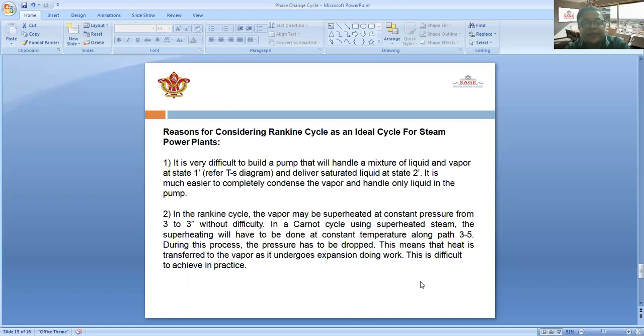In the Rankine cycle, the vapor may be superheated at constant pressure from 3 to 3 dash without difficulty. In a Carnot cycle using superheated steam, the superheating will have to be done at constant temperature along the path 3 to 5. During this process, the pressure has to be dropped. This means that heat is transferred to the vapor as it undergoes expansion during the work. This is difficult to achieve in practice. This is the main reason for considering the Rankine cycle as an ideal cycle.